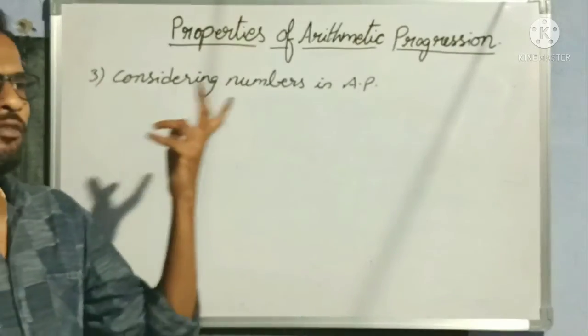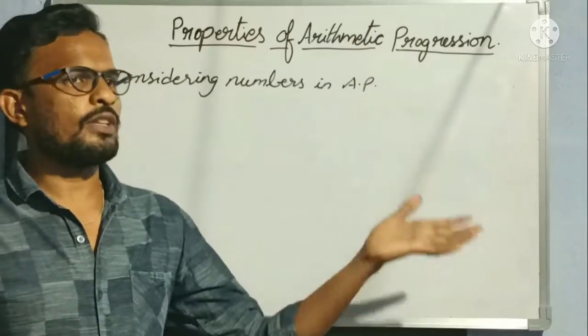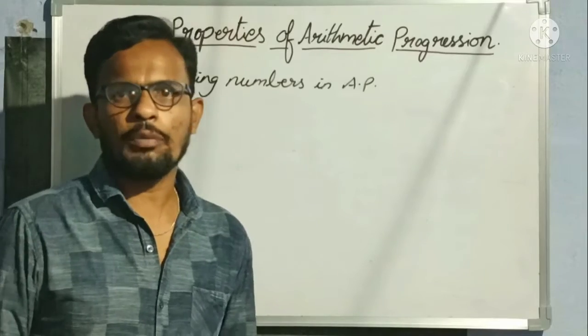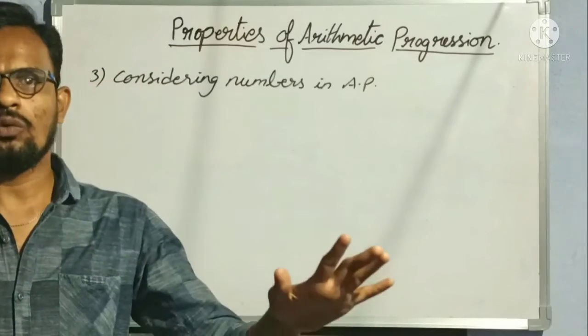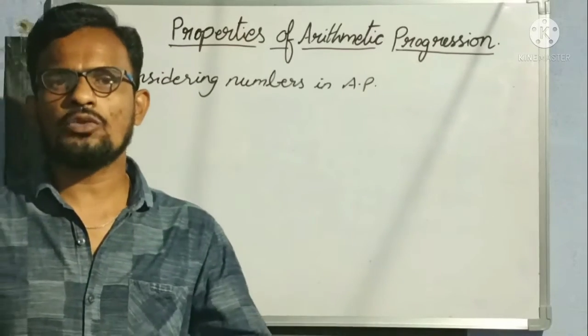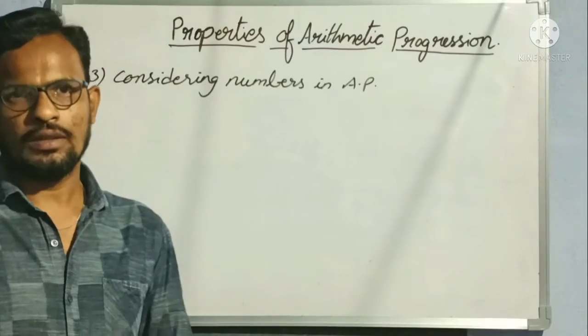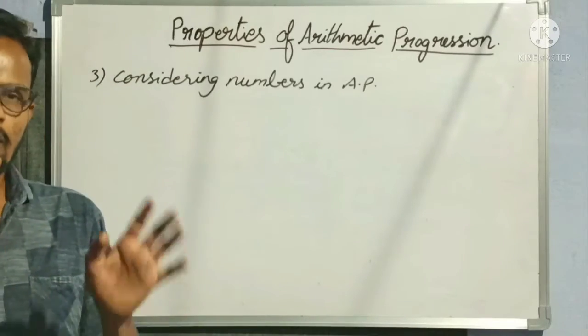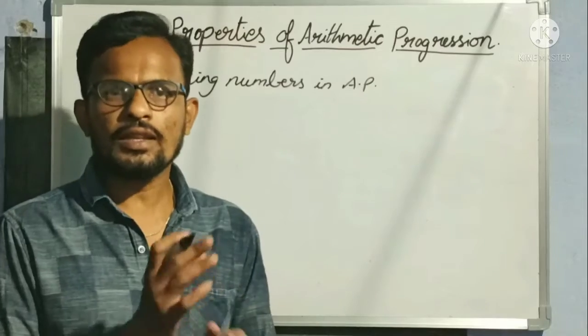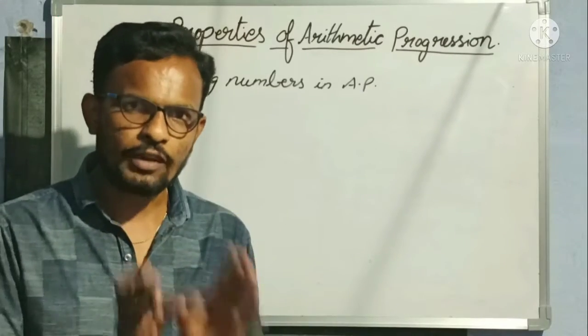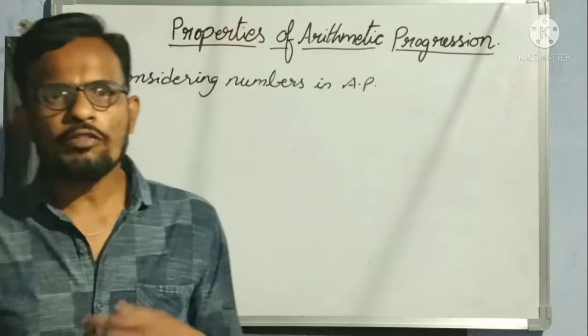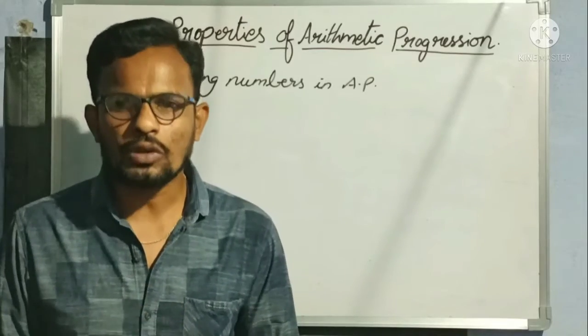Suppose some question will be given like this: if the sum of three numbers in an AP is so and so, and the sum of their squares is so and so, find the numbers. In such questions, how can we consider the three numbers or four numbers or five numbers, whatever the number of numbers given in the arithmetic progression?